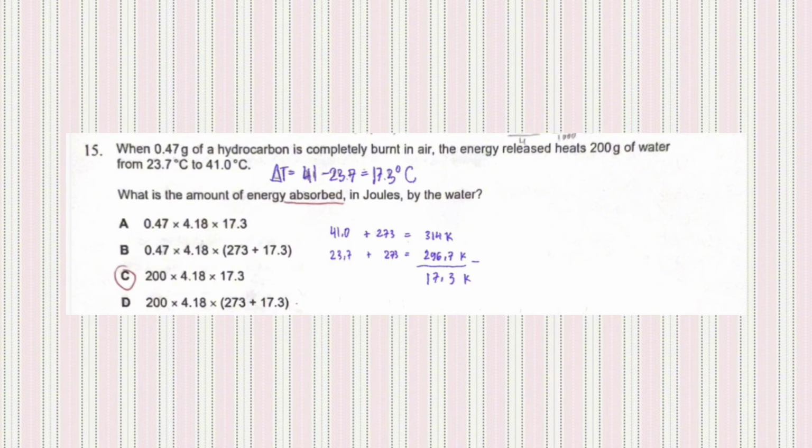47 grams of hydrocarbon is completely burned in air. The energy released heats 200 grams of water from 23.7 degrees Celsius to 41 degrees Celsius. What is the amount of energy absorbed in joules by the water? The first step, we calculate the temperature change. 41 minus 23.7 is 17.3 degrees Celsius. Even if we convert it to Kelvin first, the value stays exactly 17.3, making option D mathematically incorrect.